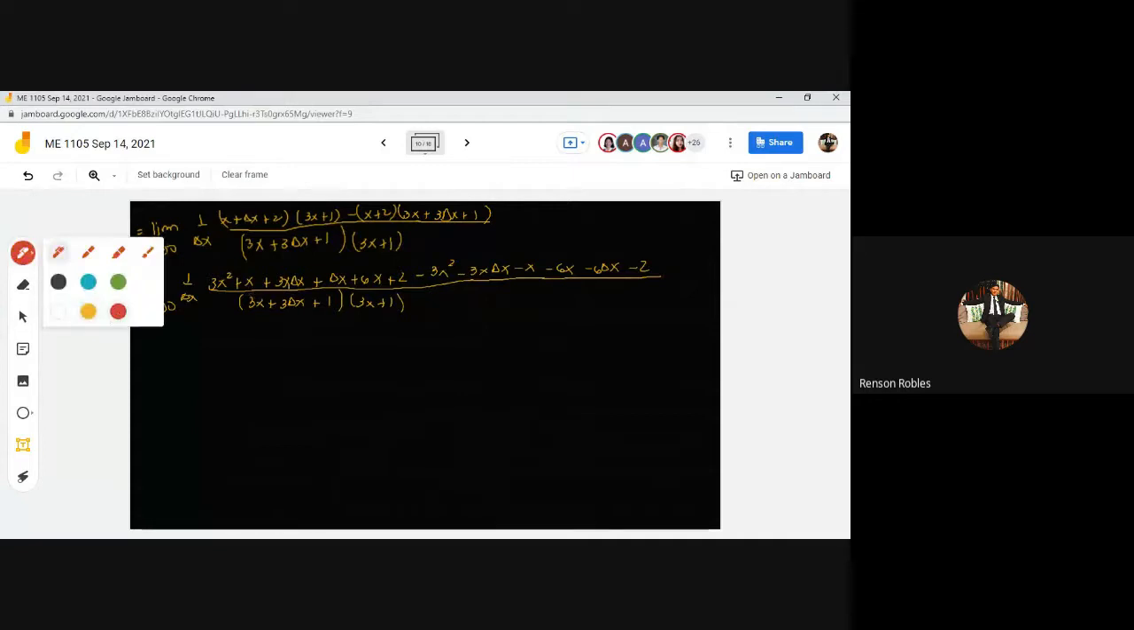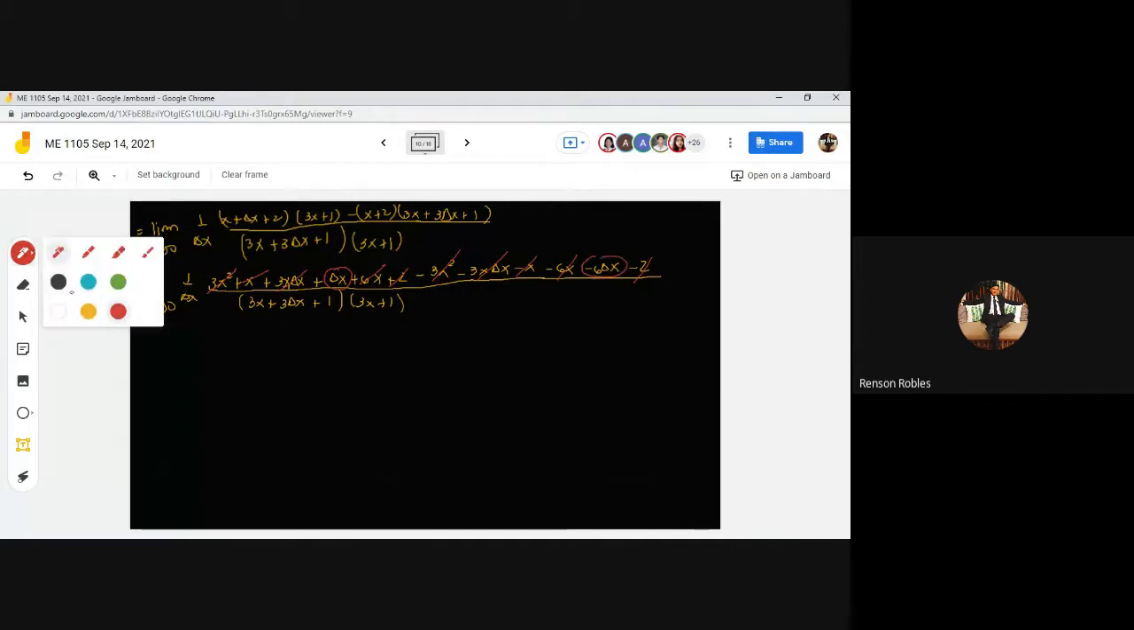3x squared, negative 3x squared, 3x delta x, negative 3x delta x, positive x, negative 6x, positive 6x, positive 2, negative 2. And then there's only delta x and negative 6 delta x. All right? That is left on the numerator.